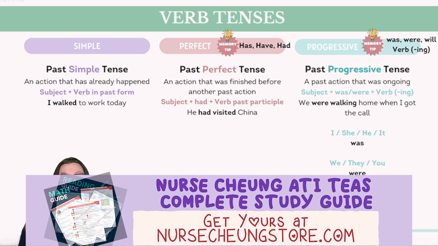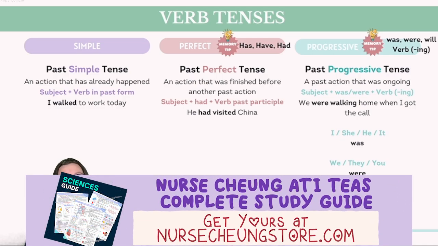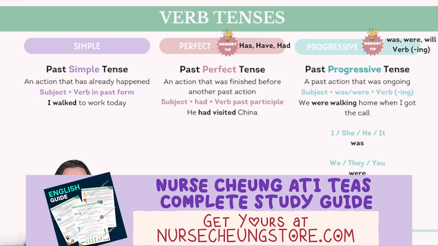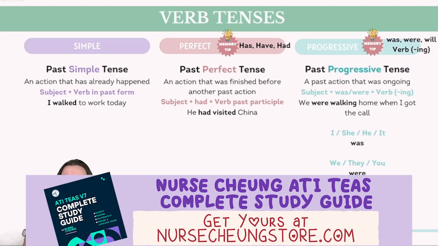Lastly, we have past progressive tense. This tense describes an ongoing action in the past, which may have been interrupted by another event.